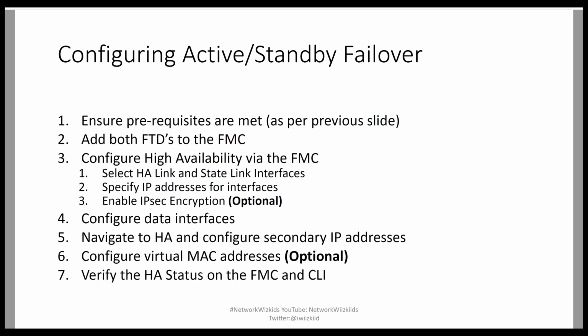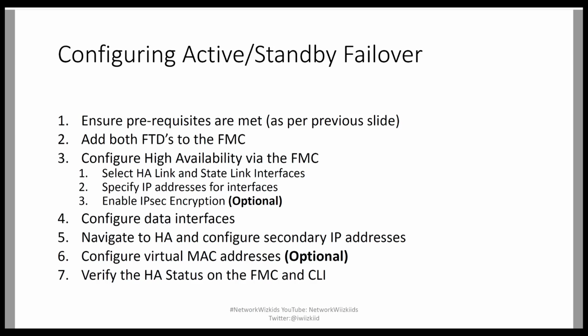The second is to add both FTDs to the FMC. So once you've added them to the FMC, then you can proceed with the next step, which is configuring the high availability. When configuring the high availability, you need to select the HA link and state link interfaces. If you're using the same interface for HA and state, then you have the option to specify that when configuring.